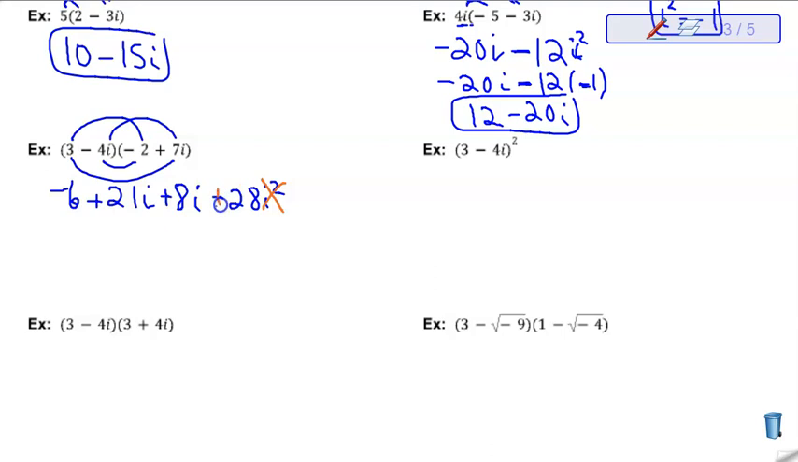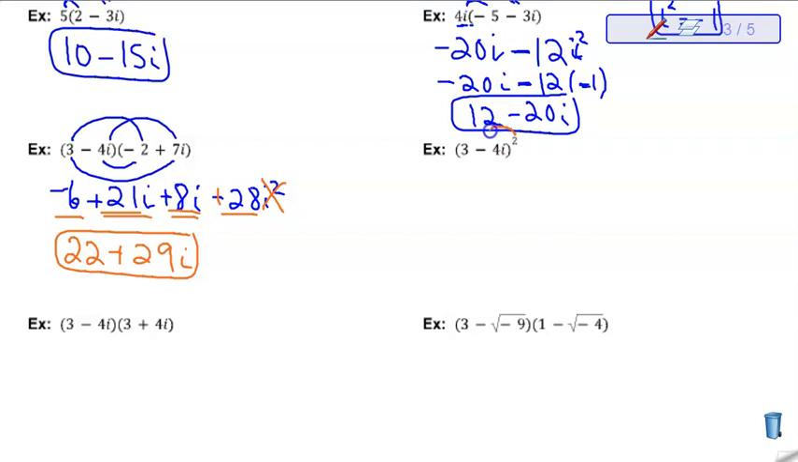Mark this out, change the sign. Now I can combine my real pieces, 28 minus 6, or negative 6 plus 28 is 22. And I can combine my imaginary pieces to get a plus 29i, and that would be my final answer. So foil, foil, foil. Now, here comes this next problem that I intentionally put one like this on here.